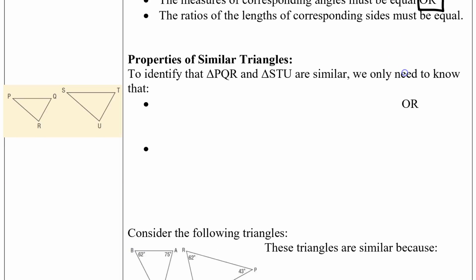Well, to identify if triangle PQR and STU are similar, we only need to know that angle P equals angle S, and angle Q equals angle T. I'm going to use a different symbol. Angle Q, oh, look at that little heart, cute, equals angle T. And angle R equals angle U.